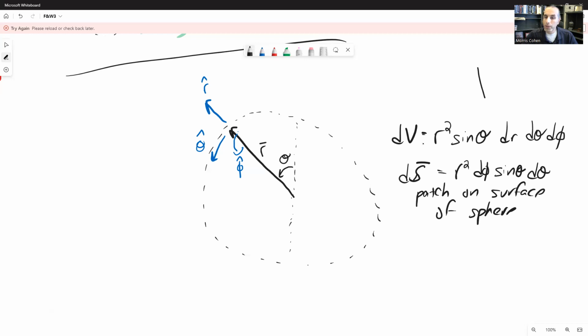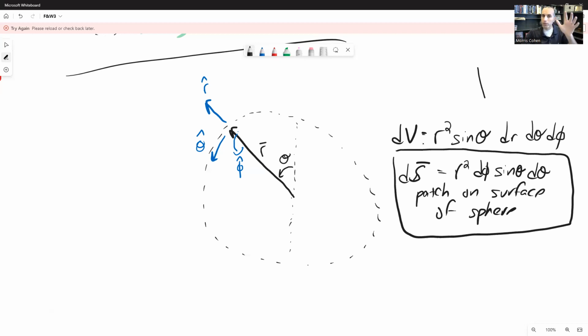And again, there are two other ways to define the ds vector, depending on whether it's a patch along the surface, whether it's a patch that is in the r theta plane, or it could also be in the r phi plane. So there are two other possibilities, and again, you can see those in the notes.